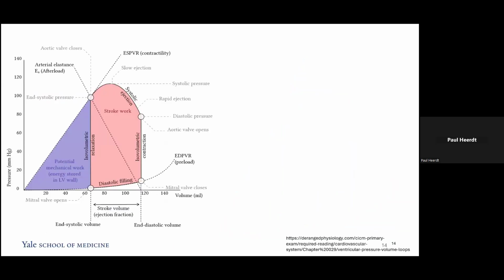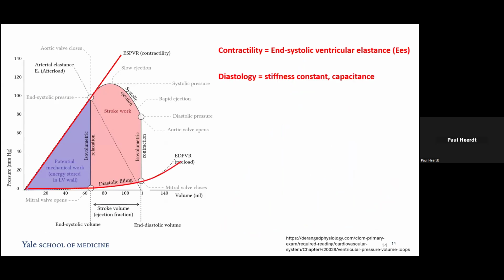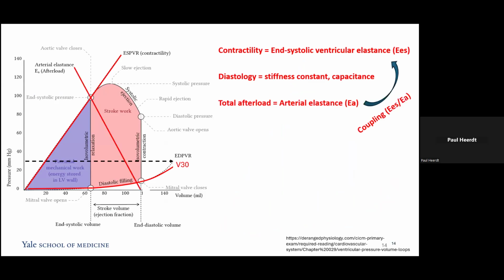So the idealized relationship we find all over in our textbooks is that from the pressure-volume relationship, we can describe contractility as end systolic elastance. We can generate metrics of diastology. We can come up with an estimate of total afterload. We can then look at the relationship of contractility and afterload as a coupling metric. We can take the area of the initial loop here as stroke work.